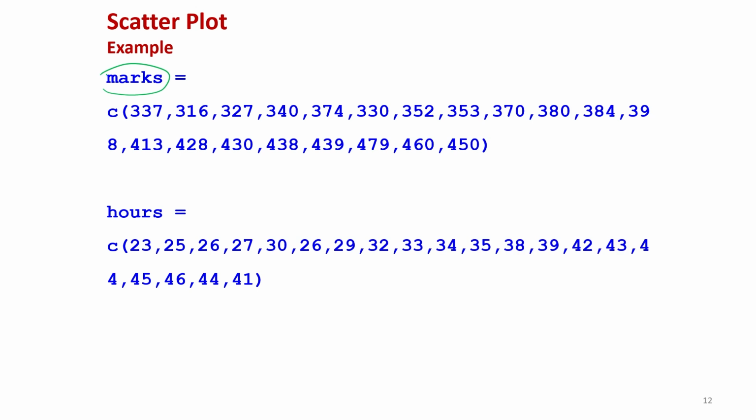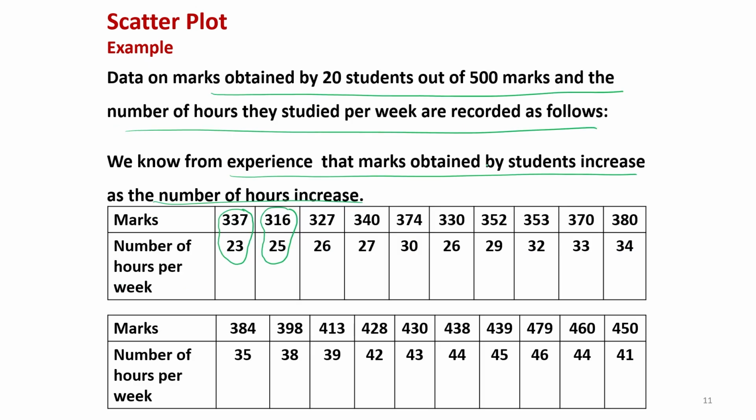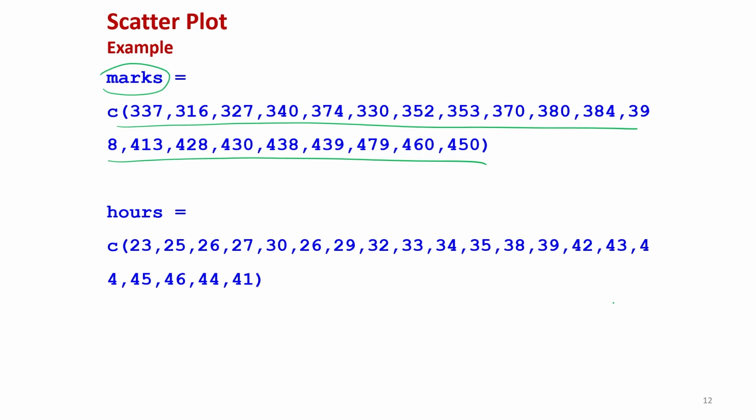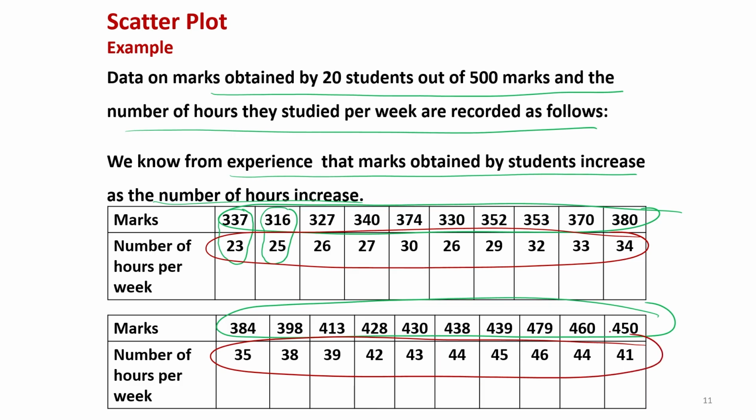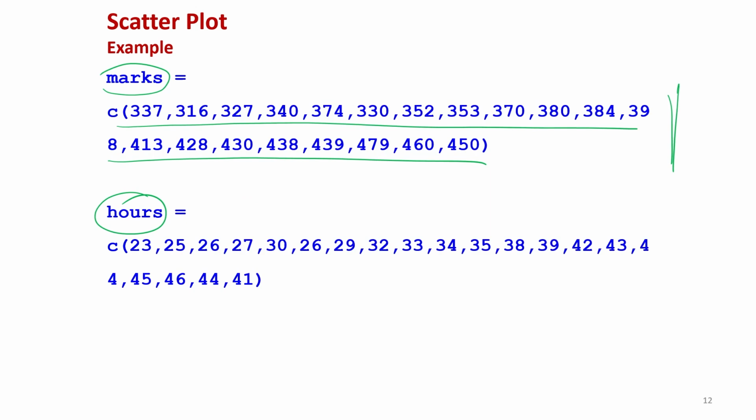One is marks, in which I try to store this data vector. You can see that whatever is in the first row has been stored in marks, and the second data vector is hours, in which we have stored the data of the second row. I am trying to explain this because I will be using this example again. So here I want to give you the full idea of how I have created these two data vectors, marks and hours.